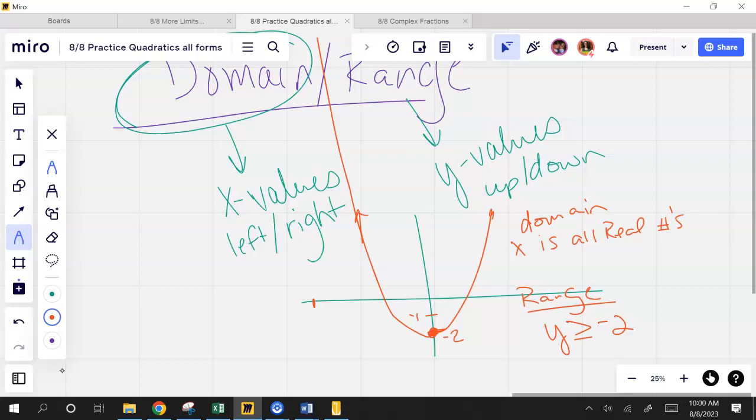Okay. We're going to take this concept and we're going to write it a different way. We're not going to use these inequalities anymore. That's baby stuff. I'm going to teach you interval notation. So this is the new stuff.